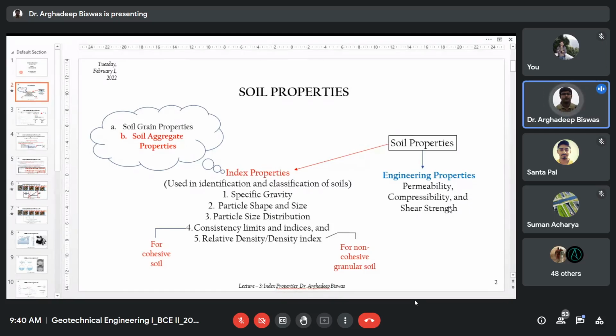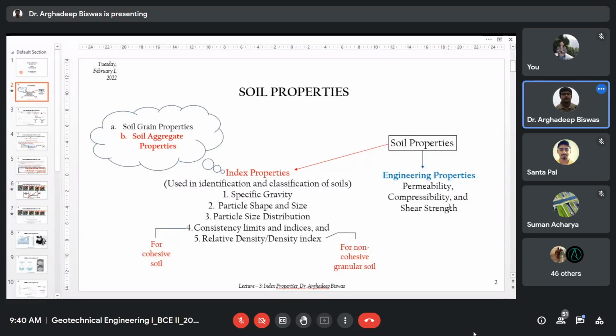Regarding the engineering properties, we are looking for permeability, compressibility, and the shear strength of soil. Just a brief note: permeability is the capacity of movement of water within the soil body, the three-phase system, or you can say the perforated body. It is the capacity of the soil to allow water to percolate through its mass. That capacity is called permeability.